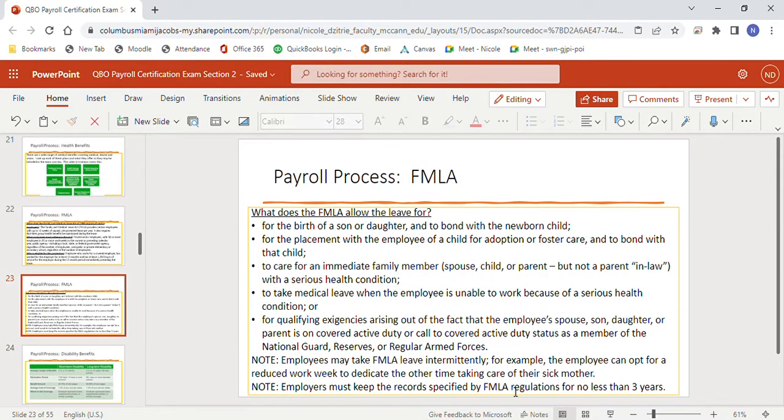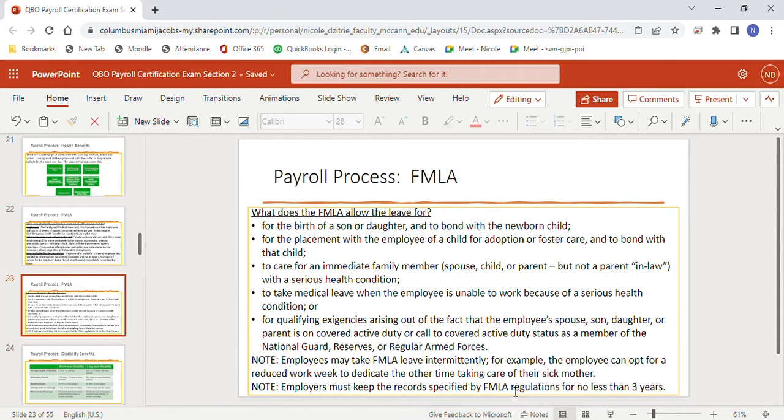What does the FMLA allow the leave for? The birth of a son or a daughter, the placement of adoption, a new child, foster care, the care of immediate family member, spouse, child, or parent, to take medical leave when the employee is unable to work because of a serious health condition, or for qualifying emergencies arising out of the fact that the employee's spouse, son, daughter, or parent is on covered active duty.